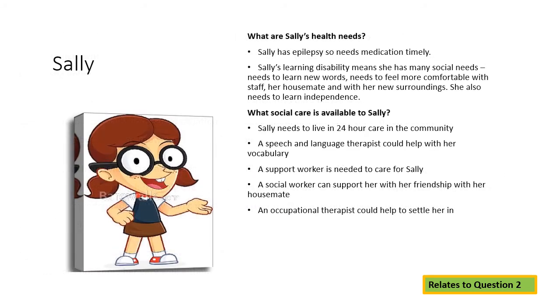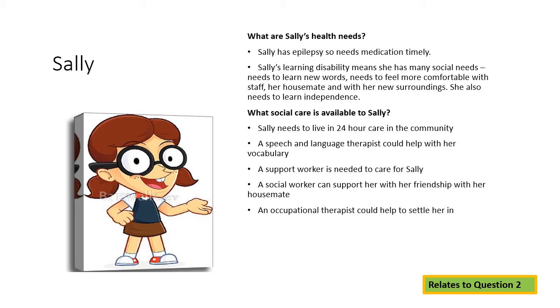So Sally's health needs. She has epilepsy, so she needs medication on time. Sally's learning disability means she has many social needs, so she needs to learn new words. She needs to feel more comfortable with staff, her housemate, and with her new surroundings. She also needs to learn to be independent.